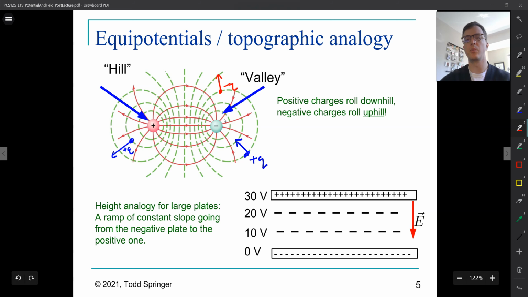Okay, so negative charges are weird. They kind of roll uphill, not the way that normal masses behave. Normal masses behave like positive charges. Masses roll downhill, positive charges roll downhill. Negative charges are the weird ones. They roll uphill.